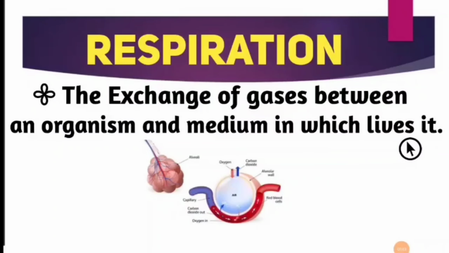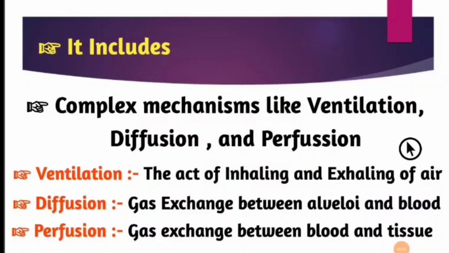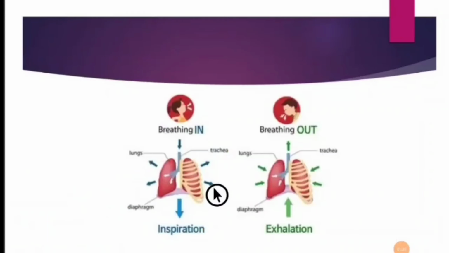Clear? Okay. Next one is complex mechanism, means in our body how it works. Let us see. In that, complex mechanisms like ventilation, diffusion and perfusion. First one is ventilation. Ventilation means the act of inhaling, means breathing in, and exhaling, means breathing out of air, that is known as ventilation.